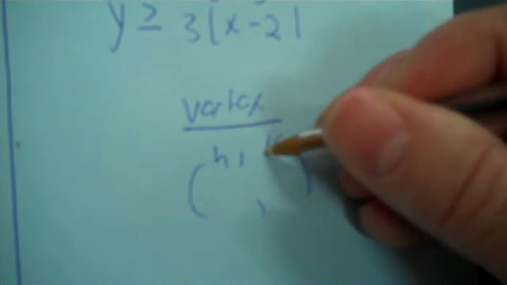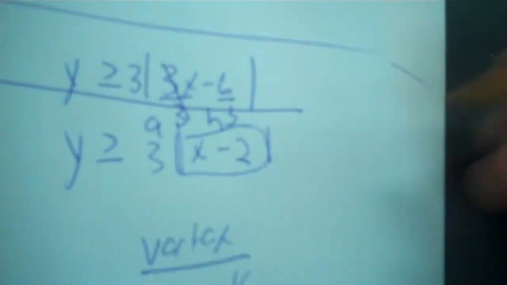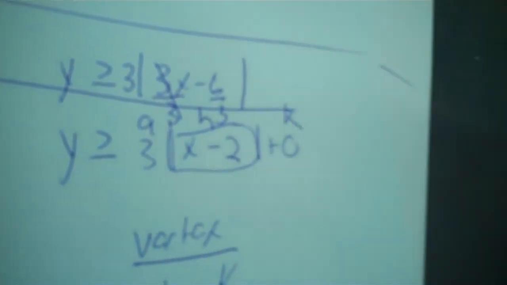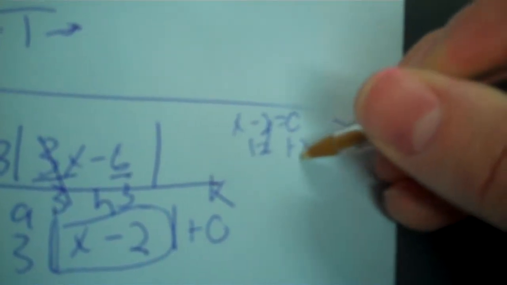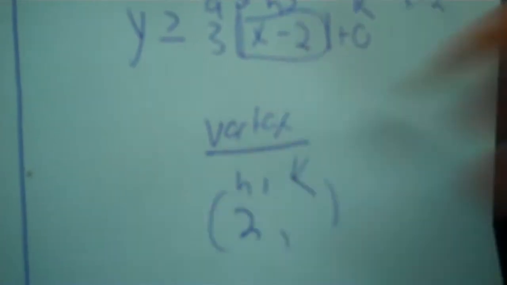Vertex HK, A is the stretch. So set that inside of that, that's your H. 3 is your A, and then plus 0 is the k. So x minus 2 equals 0, so h would have a value of 2. K is 0, and the stretch is 3. Okay, so 2, 0. Then you go up 3 in both directions, but because of the absolute value, you go forward and backwards.